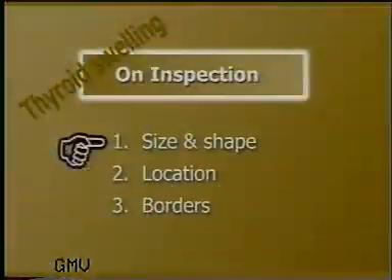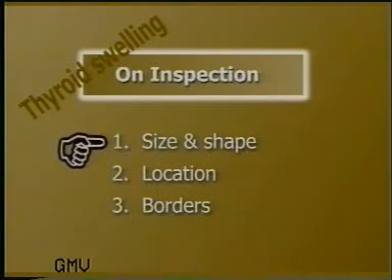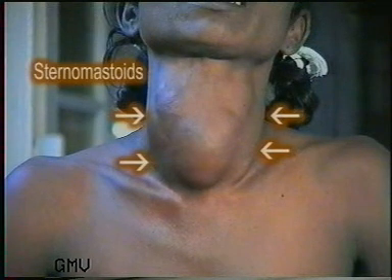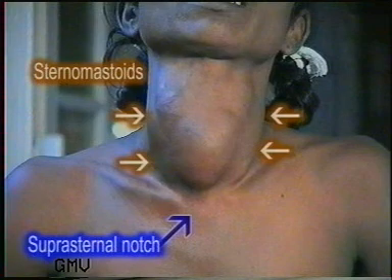First, note the size and shape of the swelling and its situation, whether it is on one side of the midline, in the midline, or whether it extends on both the sides. Measure the exact size in centimeters using a measuring tape. Now note the extent of the swelling, particularly the lateral border in relation to the sternomastoid and the lower border in relation to the suprasternal notch of the sternum.